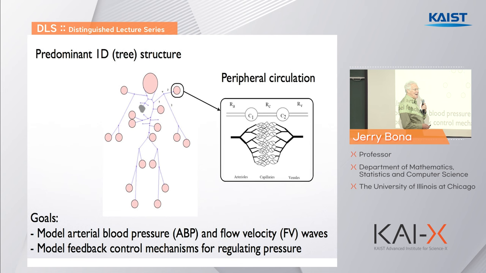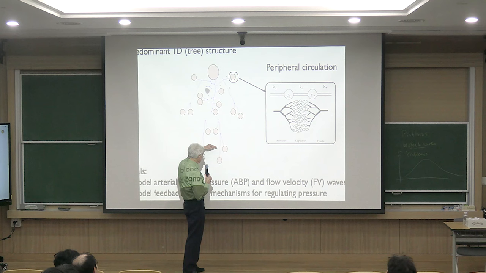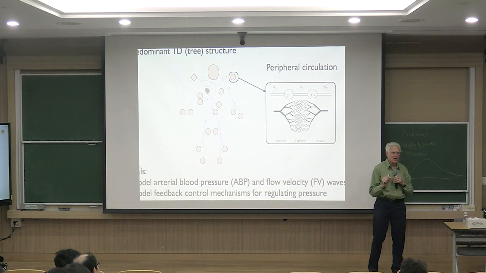And here's a mathematician's version of that. Okay, so it's a little idealized. As I say, we're thinking about this all the way down to the capillaries, but not past. Because what happens on the other side of the blood going through capillaries is at very low pressure. I mean, really low pressure.